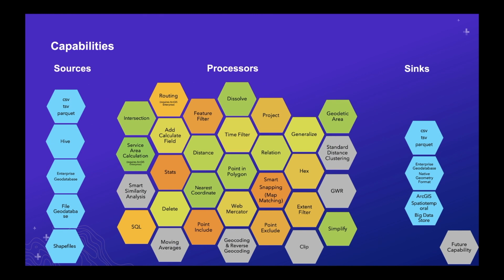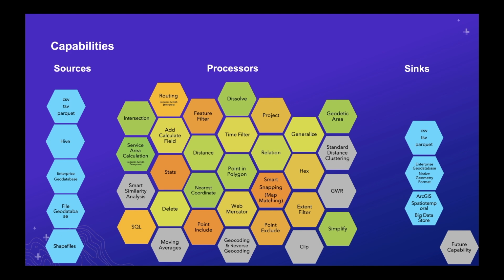In Big Data Toolkit, there are 3 types of components: sources, processors, and sinks. We use source components to read datasets to process. In addition to reading CSV, Parquet files, Hive tables, database tables, I want to highlight BDT can read file geodatabase and shape files as well. All you have to do is to copy your file geodatabase and shape files to your storage, such as Hadoop file system.